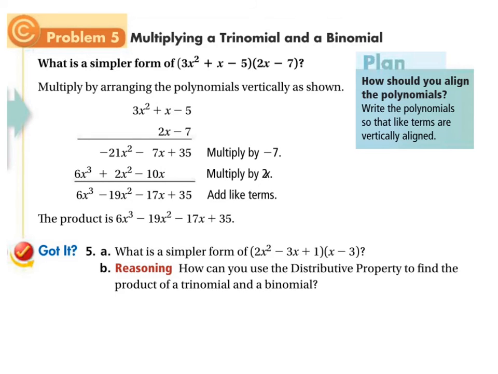And your problem in two parts is what is the simpler form of this trinomial times this binomial, and then, testing your reasoning, how can you use the distributive property to find the product of a trinomial and a binomial? Try it with this method first, and then I'll show you what they mean by using the distributive property if you don't know. You can use either method that you know, if you know one or the other. So pause the video now and solve this problem for part A, and then we'll talk about B as well.